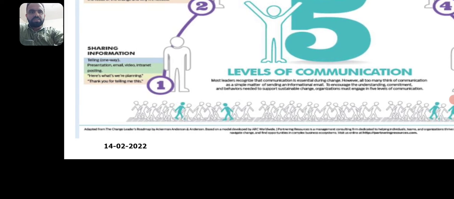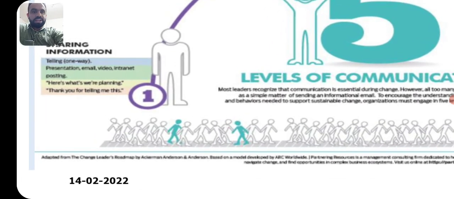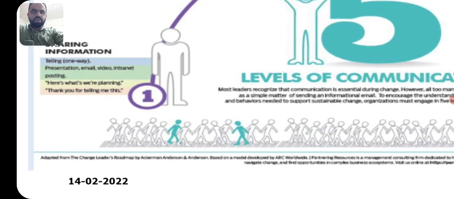So let's see, while we share any information, telling one way. What we have to do is we are sharing some information to the other person. So how can we do it? Through presentations, email, video, or internet posting, or whatever. So these are the various options available.